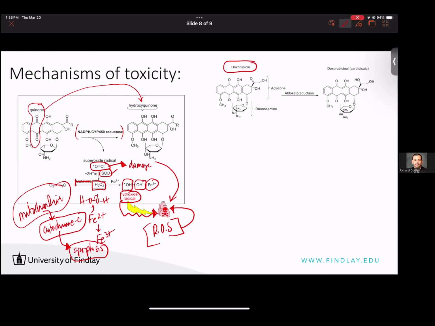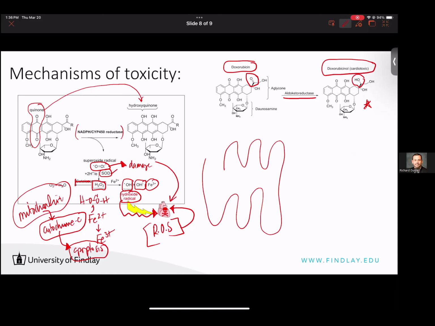Briefly, doxorubicin can get metabolized by an enzyme in the body called aldoketoreductase. Aldoketoreductase will take the carbonyl group coming off the A ring and reduce it to an alcohol to generate something called doxorubicinol. And doxorubicinol has the ability to inhibit the cardiac myocytes' ability to repurpose calcium back into the sarcoplasmic reticulum.